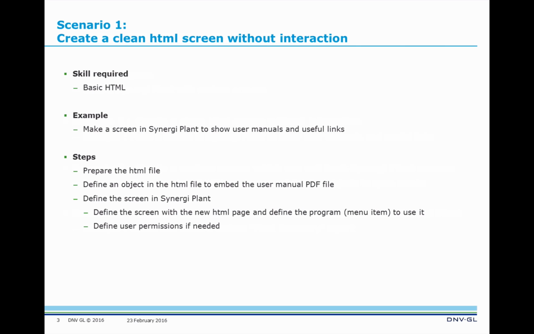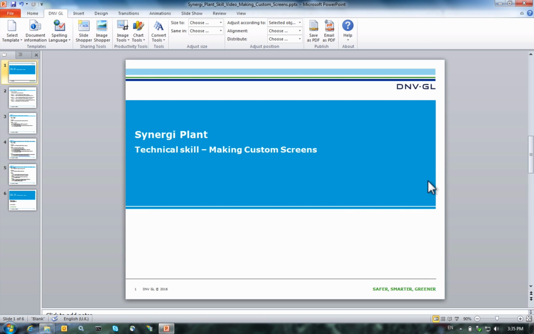And the steps here: first you need to, of course, prepare your HTML file, prepare the page. And then in this example, as I say, I will embed a user manual PDF file. And after that page is ready, then you need to define this screen in Synergi Plant, define the program, and also assign which user can see it. Okay, so let's start with scenario 1 now.